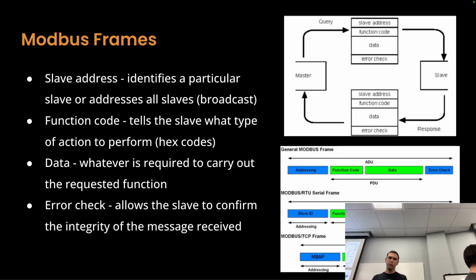And so in that bottom right corner, you can see that there's the ADU and PDU. ADU is the application data unit, and then the protocol data unit, I believe. And basically, the PDU is the more important part of what Modbus is actually doing, and then the ADU is the entire frame.